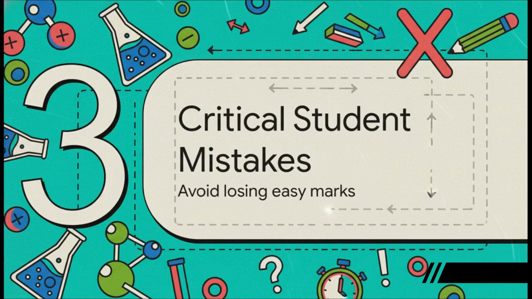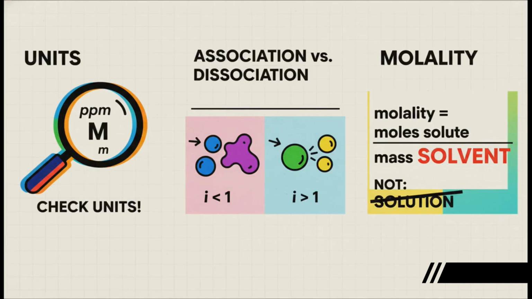All right, let's move on to our final section, critical student mistakes. Now, these aren't really traps set by the examiner. These are just unforced errors that cost students guaranteed marks. Let's make sure you don't make them. First, units. Always, always, always check your units. A simple mix-up between ppm, molarity, and molality can completely wreck a problem you solved perfectly.